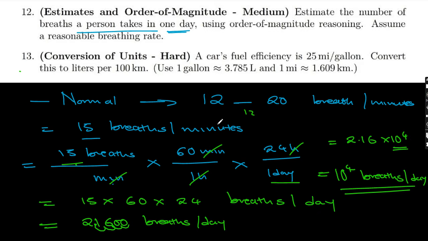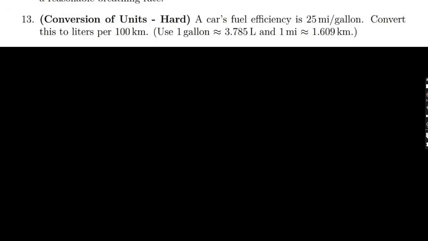So let's do question 13 on the other page. I want to finish this on time. Our question 13: we have been given a car's efficiency to be 25 miles per gallon, and we are asked to convert this to liters per 100 kilometers.